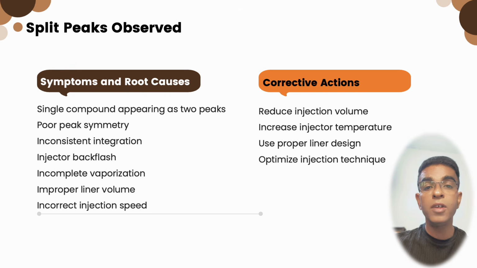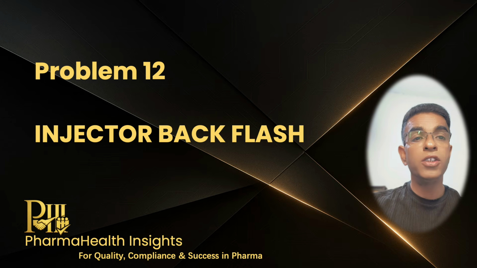To correct this problem, injection volume should be reduced. Injector temperature should be increased appropriately based on the solvent boiling point. Using a liner which is suitable for split or splitless mode is extremely important. Injection technique, especially injection speed, must also be consistent. Now let's move to another injector related issue that silently affects the peak quality.